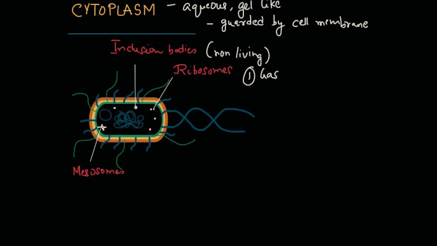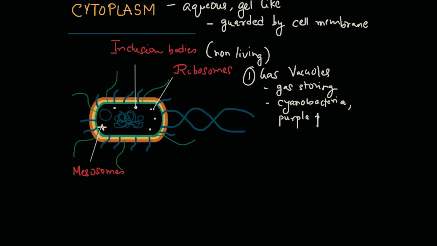Inclusion bodies are categorized into three broad categories. Number one is gas vacuoles. These are gas storing vacuoles. They are found in organisms like cyanobacteria, which are also known as blue green algae, then purple photosynthetic bacteria, as well as green photosynthetic bacteria.